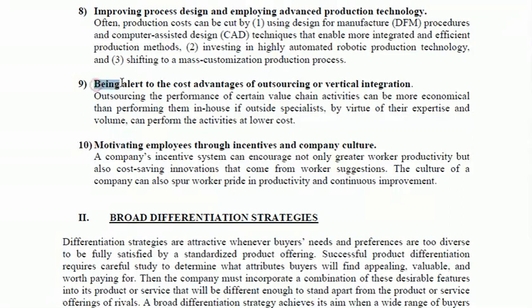Then the ninth one is about being alert to the cost advantage of outsourcing or vertical integration. There are some things which can be easily achieved, or which can be economical if you outsource them. Outsourcing is whatever you are also capable of producing, you give those things to another company or another agent, or some production unit that will produce it more efficiently than you, at a lesser cost and at a better quality, and they will give you the finished products, and then you can use it in your further production.